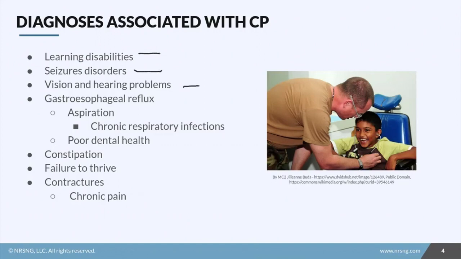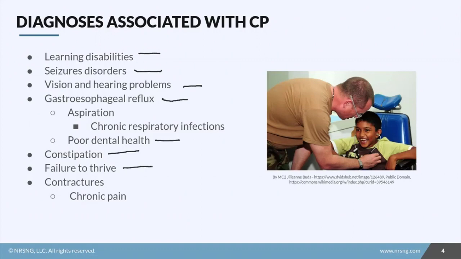They're going to have vision and hearing problems, gastroesophageal reflux, which can lead to aspiration and chronic respiratory infections, and also can cause poor dental health as well. They're at risk for having constipation. That constipation could be because they have decreased mobility or a poor diet, or even because of the seizure medications that they're taking. And then failure to thrive is really common as well.